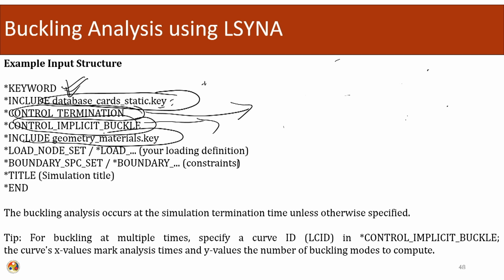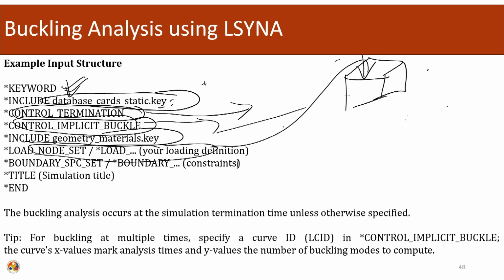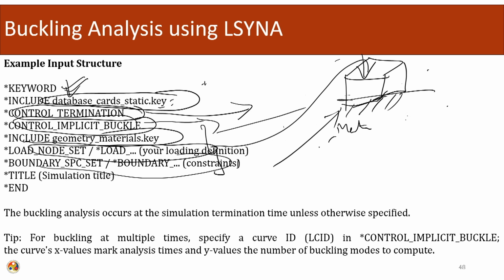Include geometry simply means that we are importing the geometry of the system that we have made. Load node set means that we are putting some loading on the system so that the buckling analysis can be performed. Boundary spec set means that we are putting boundaries on the system, giving it constraints. Depending upon the software, the material property is also given, so it can be fed directly into the geometry card or somewhere in between.